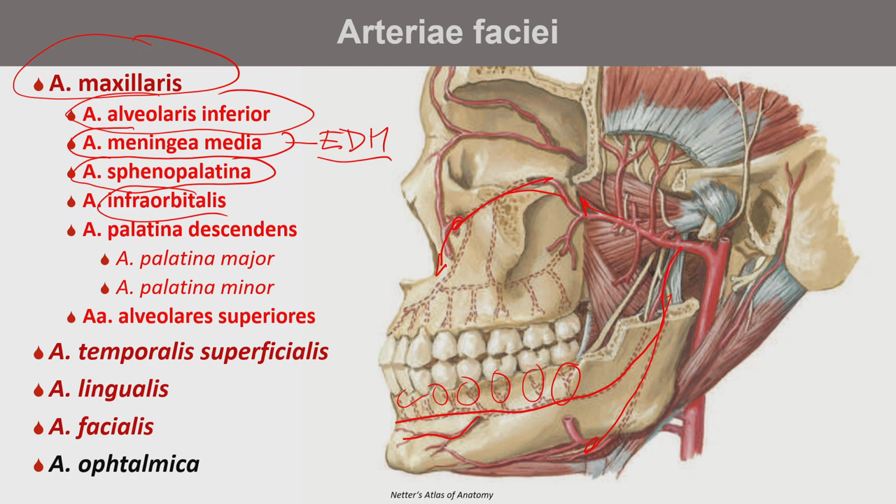And from sphenopalatina also is an important branch which is called palatina descendens. The descending palatine artery is dividing into the major and lesser, and they are entering the foramen palatinum major and minor and supplying the hard palate, the major and minor, partly also the soft palate.